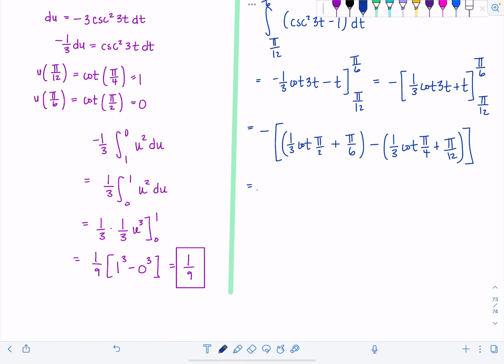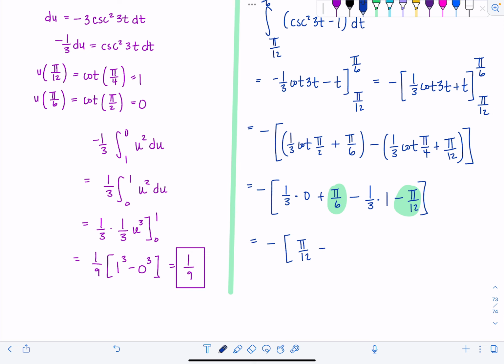So let's see, now we've got minus, and then this is 1/3 cotangent of pi over 2, that's 0, plus pi over 6, minus 1/3 cotangent of pi over 4 is 1, minus pi over 12. So what do we got going on? Negative pi over 6 minus pi over 12 is pi over 12. And then I have minus 1/3. So this is just negative pi over 12 plus 1/3.